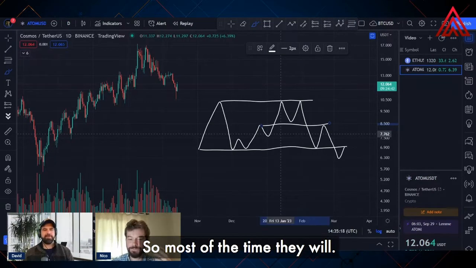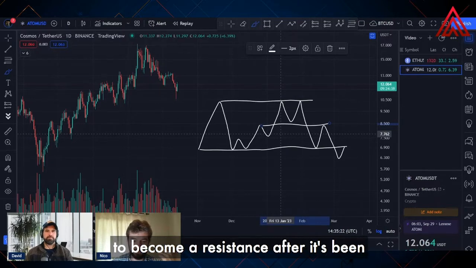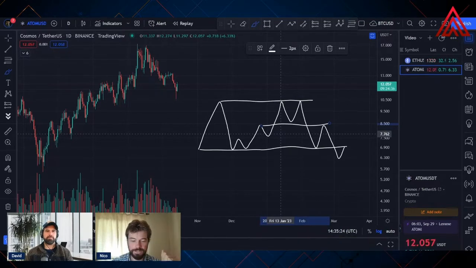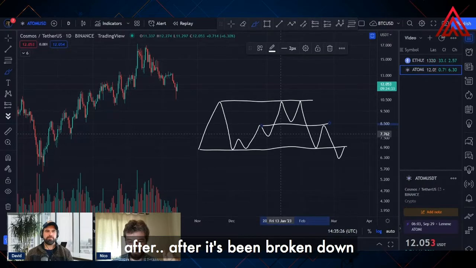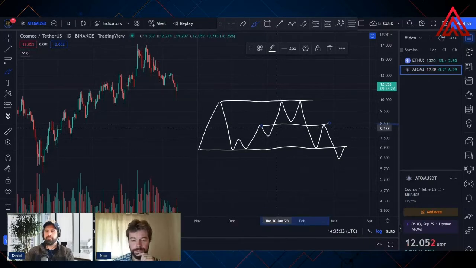So most of the time they will. Most of the time, a support is going to become a resistance after it's been broken down, or a resistance is going to become a support after it's been broken up. So you can see.